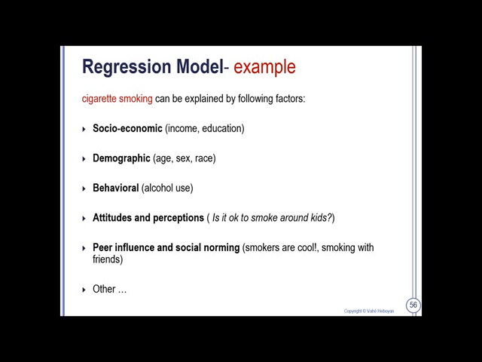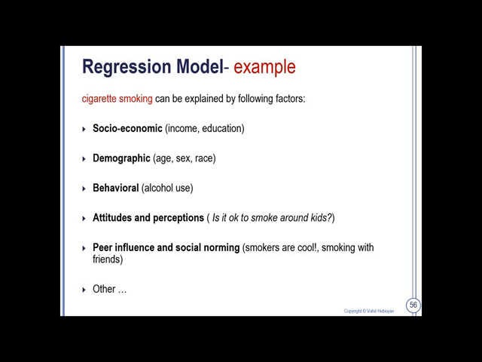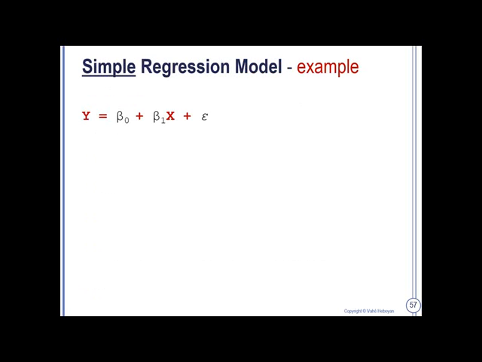So the question becomes, how can we study these relationships? In other words, how does income affect your smoking? How does your education affect smoking? If you use alcohol, how much extra do you smoke, and so on? So what we can do is go back to our basic regression model, where, remember, it was written as y equals beta 0 plus beta 1 x plus epsilon, which is our error term.